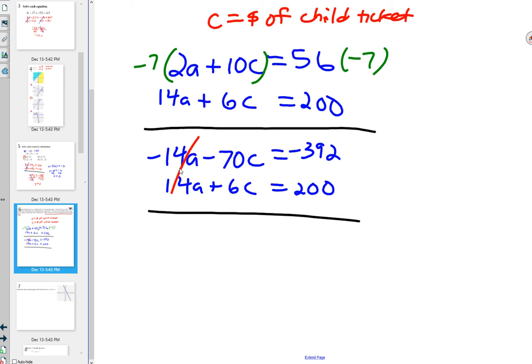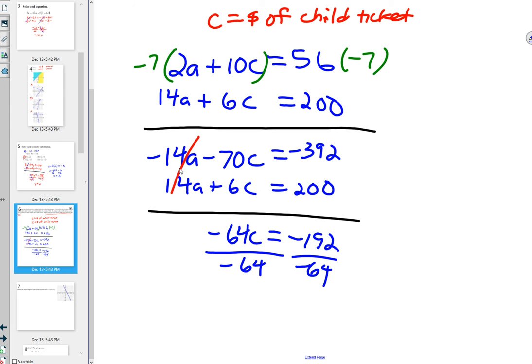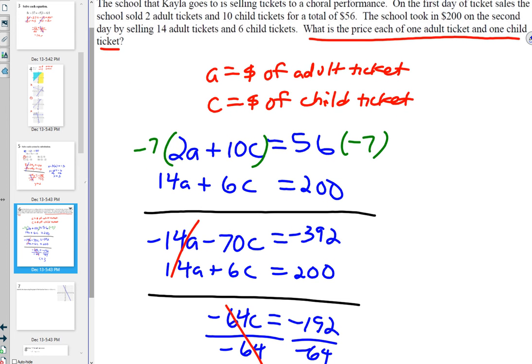So the A's cancel, and that gives me -64C is equal to -192. Divide by -64. And a child ticket costs $3. Once you know the cost of the child ticket, now you can plug into any equation to find the adult ticket. I'll just use the top one.